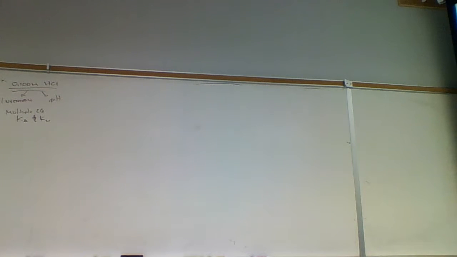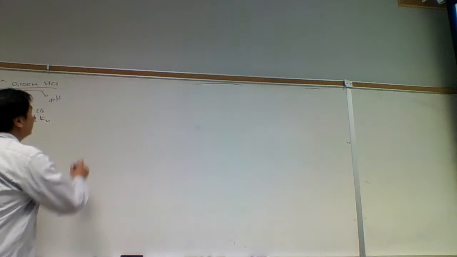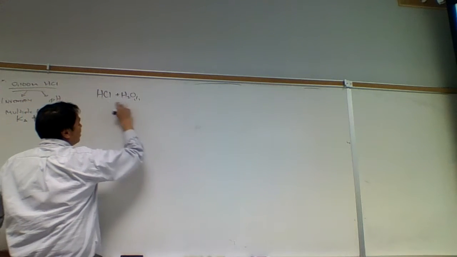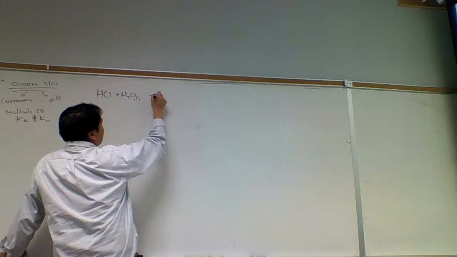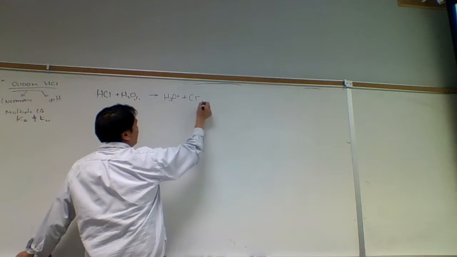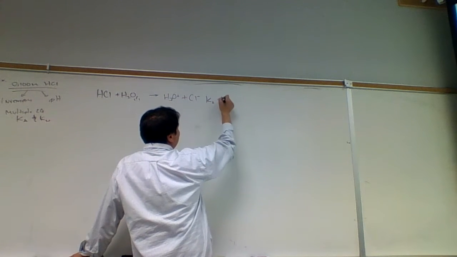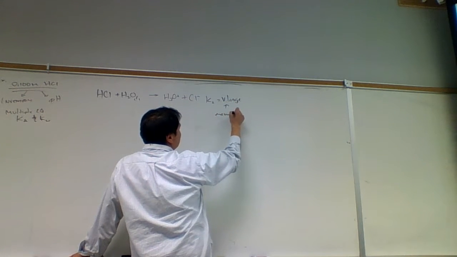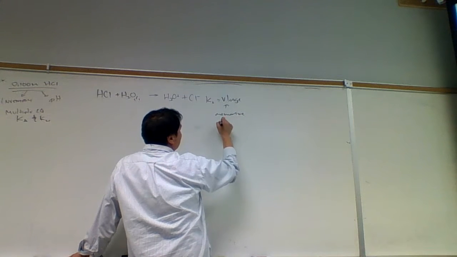So starting off with stepwise, we start with the larger K. Ka is very large, and Kw is 1.0 times 10 to the minus 14. So we're going to start off with Ka. Ka is acid hydrolysis, so HCl plus water yields hydronium and chloride. I already know that Ka for HCl is very large. We need to memorize this, because all strong acids are going to have very large Kas.